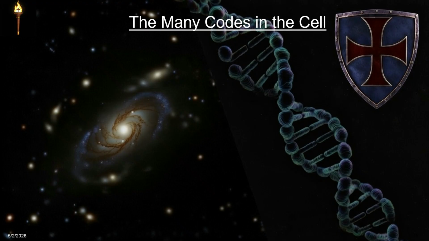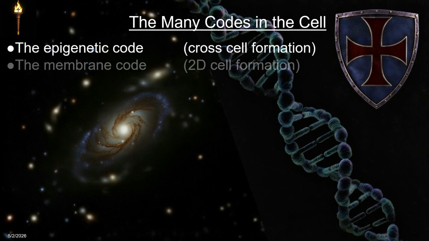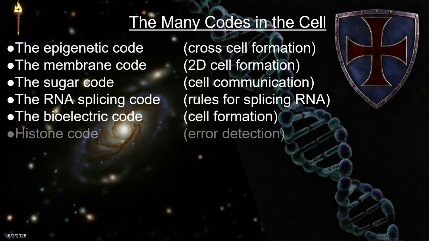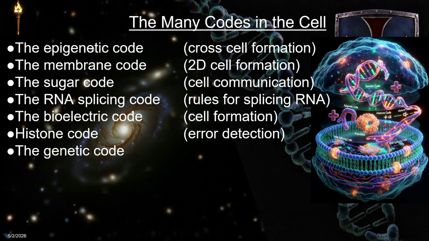There are many codes in the cell. There's the epigenetic code, the membrane code, the sugar code, the RNA splicing code, the bioelectric code, the histone code, and then there's the genetic code that we hear so much about. There are a lot of codes, and I've just listed some of them here. I suspect we'll find more and more as time goes on, and so this list will become larger and larger. We're going to focus on the genetic code.